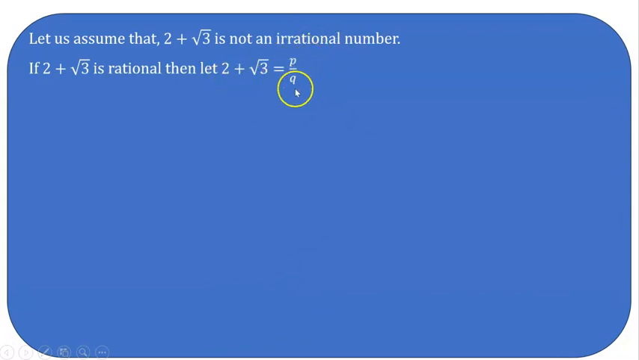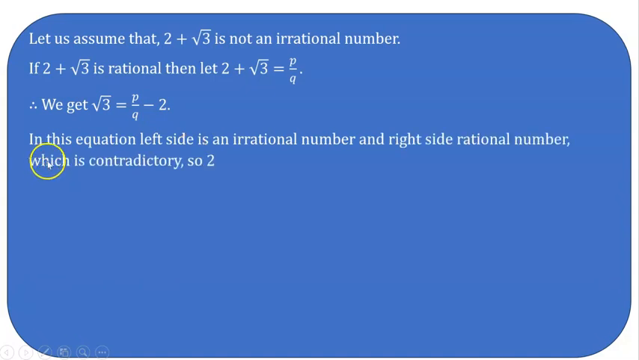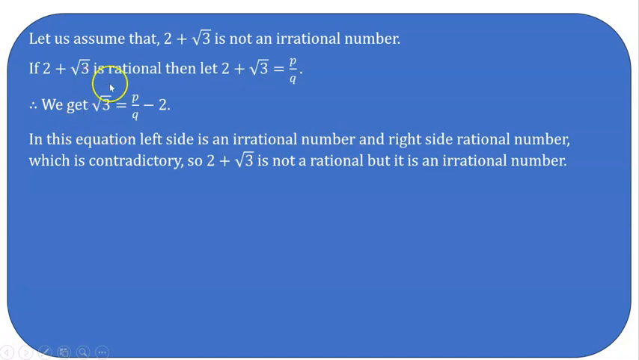As it is not irrational, it must be rational. That is, 2 plus root 3 can be written in the p upon q form. Next, taking 2 to the right hand side, it becomes minus, therefore root 3 is equal to p upon q minus 2. Now in this equation, the left side is an irrational number and the right side is a rational number, which is contradictory.